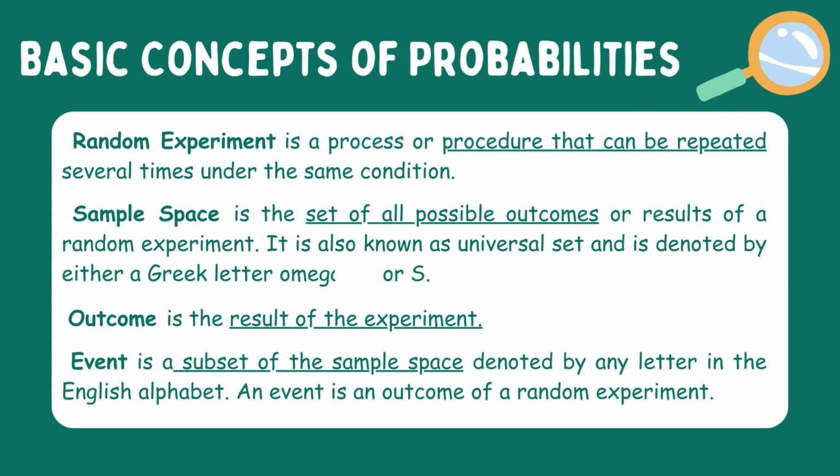Now, here are the basic concepts of probabilities. First, the random experiment. It is a procedure that can be repeated several times under the same condition. Sample space is a set of all the possible outcomes or results of a random experiment that is denoted by a Greek letter omega or S. Outcome is a result of the experiment, and event is a subset of the sample space denoted by any letter.